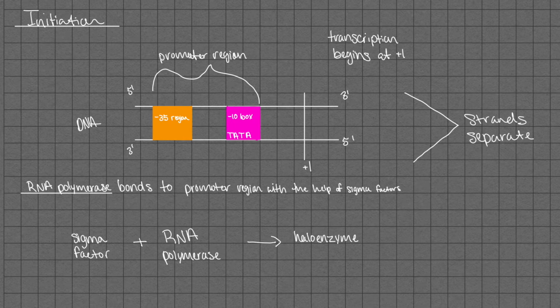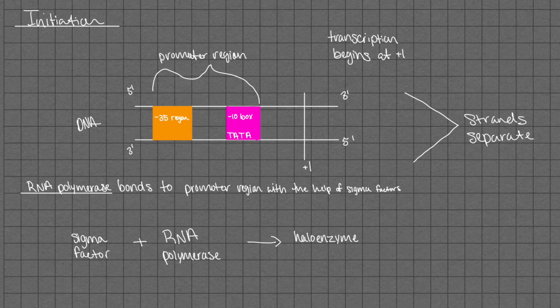To begin this process, RNA polymerase will bind to the promoter region of a strand of DNA. RNA polymerase is able to bind to the promoter region with the help of sigma factors. When adding a sigma factor to an RNA polymerase, it will produce a holoenzyme.